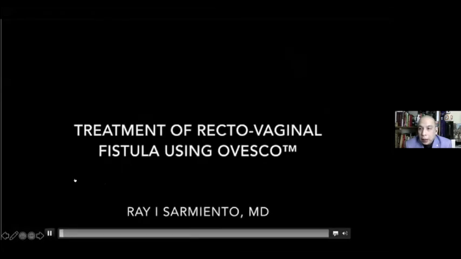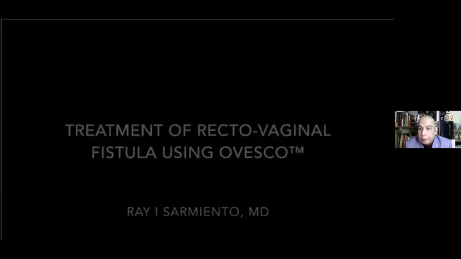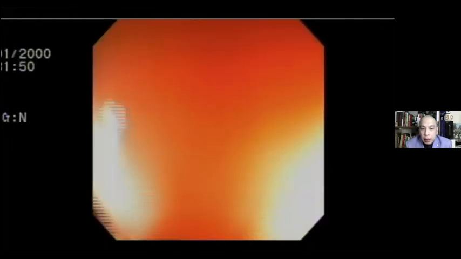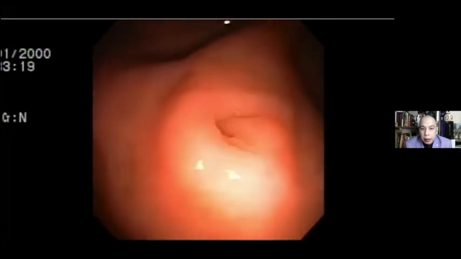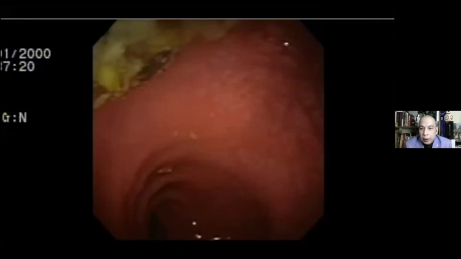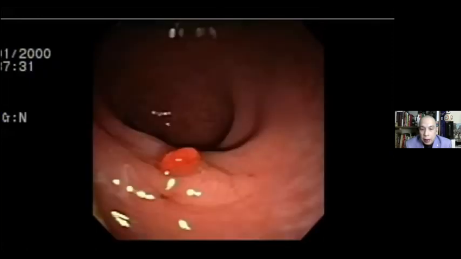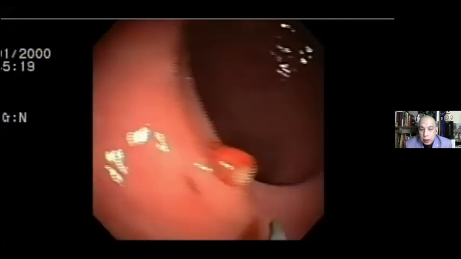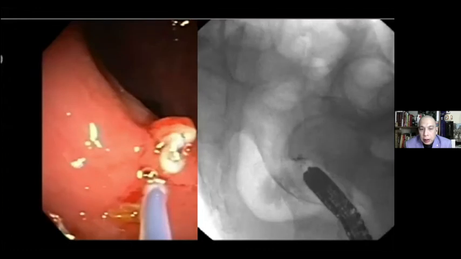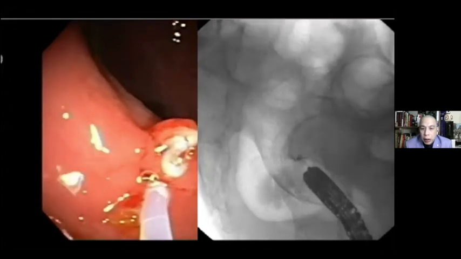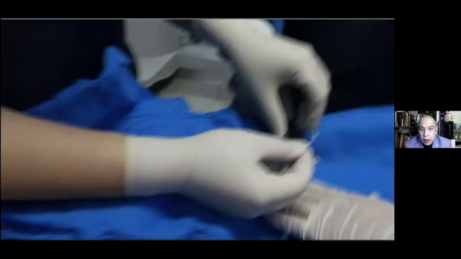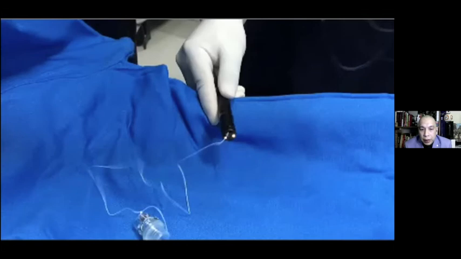Same using Ovesco clamp to treat a rectovaginal fistula. I was able to identify the opening here, and then do some radiographic confirmation. And after that, there's contrast going into the vagina. And this is how the Ovesco clamp is attached to the scope.